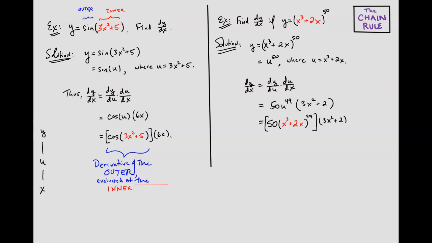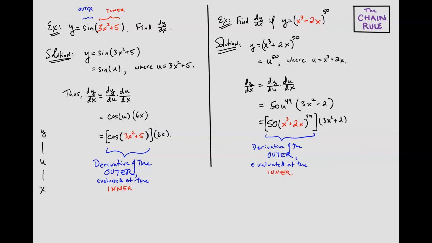It's evaluated at the inner function because we're putting it back in terms of x, which comes down to just eliminating the u. Same story over here. This first factor is the derivative of the outer function. The outer function is u to the 50th, or whatever to the 50th, so that we get 50 times whatever to the 49th. But then we had this second step as well, which is where we took the derivative of the outer and evaluated it at the inner function.